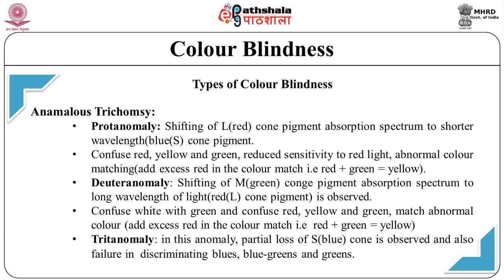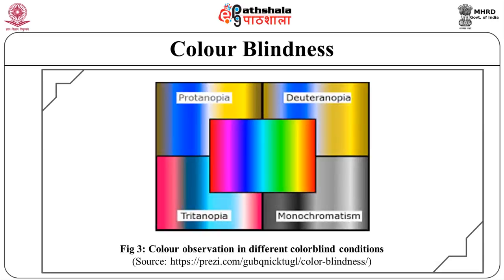Tritanomaly. In this anomaly, partial loss of S cones is observed, and also failure in discriminating blues, blue-greens and greens. The next figure indicates the difference in color perception in different colorblind conditions.